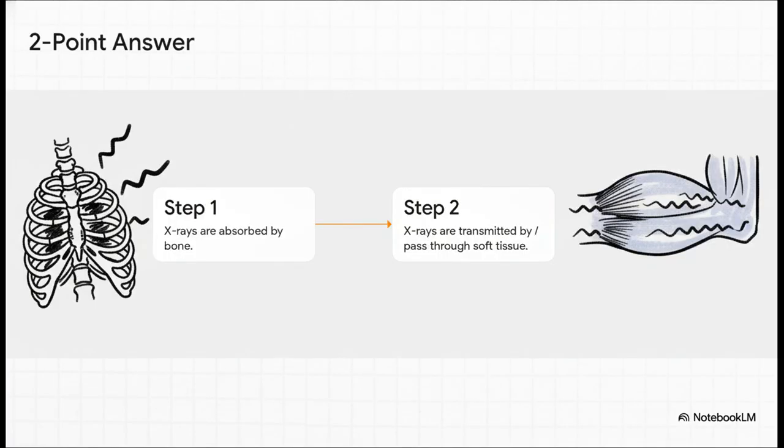To grab both marks, the mark scheme is crystal clear. It wants two specific points. Point number one, you have to say that X-rays get absorbed by dense stuff, like bone. And point number two, you have to say that X-rays are transmitted or just pass right through the less dense stuff, like your soft tissue. It's that difference, what gets stopped versus what goes through, that creates the image.